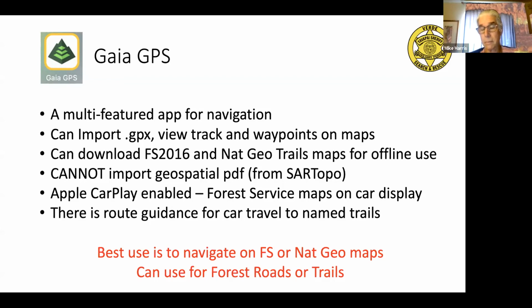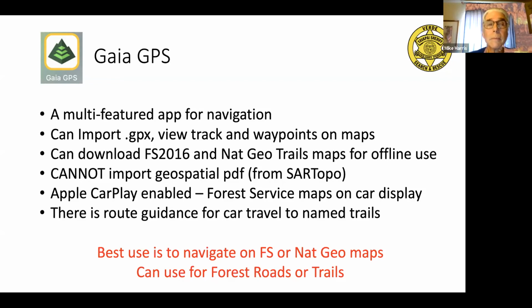You cannot import a geotagged or geospatial PDF. So if the deputy sends you, here's your PDF map of your segment search tomorrow, you can't download it into Gaia. It has no capacity to do that. That's where you use Avenza. Gaia is, I think, the only navigation app other than Google and Apple Maps that is enabled for CarPlay. So you can actually, in CarPlay equipped automobiles, see Forest Service maps, National Geographic Trails maps, or any other map you can download on your car display.